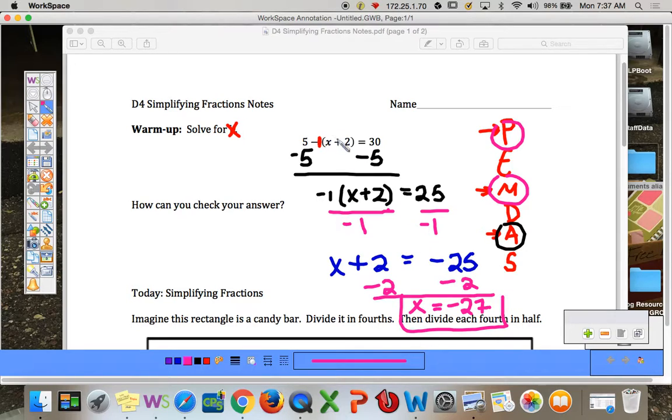Remember, you can check your answer by plugging in. We can do -27 plus 2 is -25, times -1 is 25, and 5 plus 25 is 30. So you can check your answer by plugging back in for x and making sure both sides are equal.